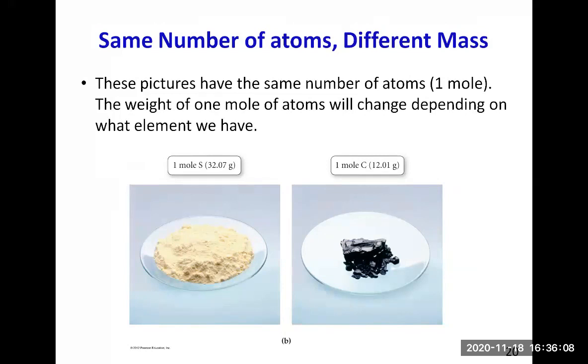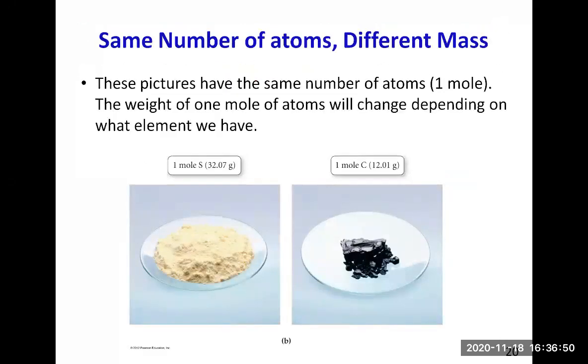And so it's the same with atoms and elements. These pictures have the same number of atoms. They represent 1 mole. So in each of these samples, you have 1 mole of atoms of sulfur on the left and carbon on the right. So you have, in both cases, 6.022 × 10^23 atoms of sulfur on the left and of carbon on the right. But the weight of 1 mole of atoms will change depending on what element we have. You can see that 1 mole of carbon has a mass of 12.01 grams, while 1 mole of sulfur has a mass of 32.07 grams.